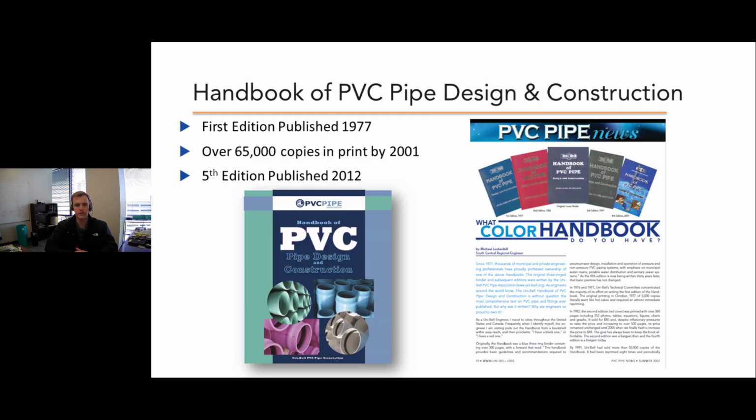As part of that, we release a handbook, and we recently came out with our 6th edition in December of this past year. A little history on that: the 1st edition of the handbook was published in 1977. As of 2001, there were over 65,000 copies in print, and the 5th edition was published in 2012. So the 6th edition being published in 2023 or 2024, my apologies, was a long time coming, about 10 years. They usually get updated about once every 10 years or so.